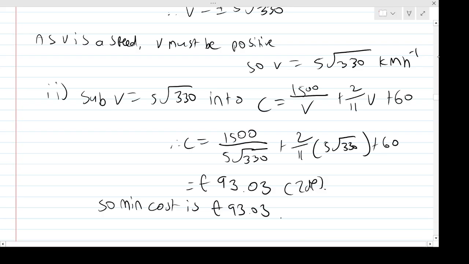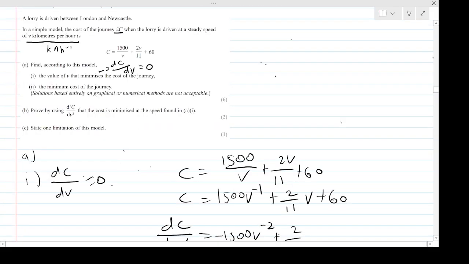There we are, because that's my minimum. Was it maximum cost or minimum? Well, I assume it's the minimum because it's the only stationary point. But part B then says we need to prove it's a minimum. Okay, so now we're going to prove that is the minimum value.